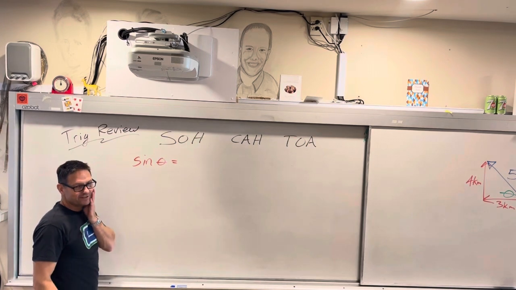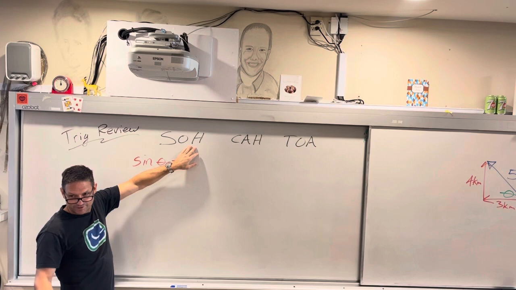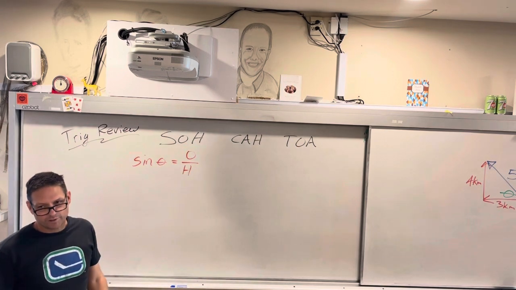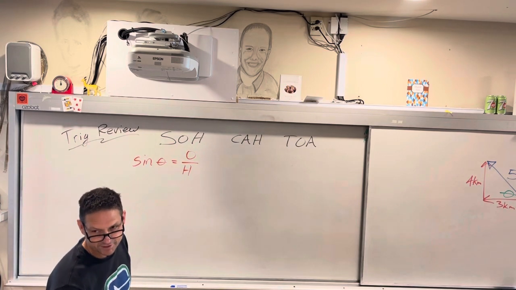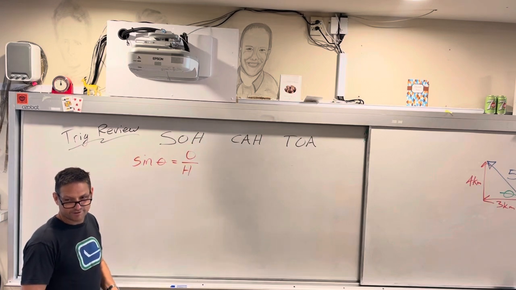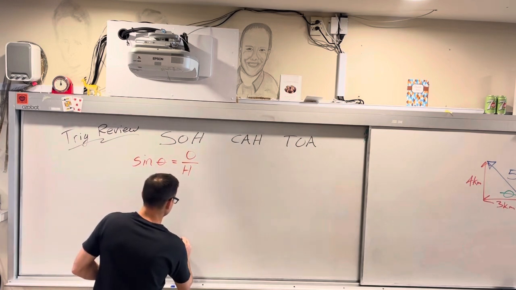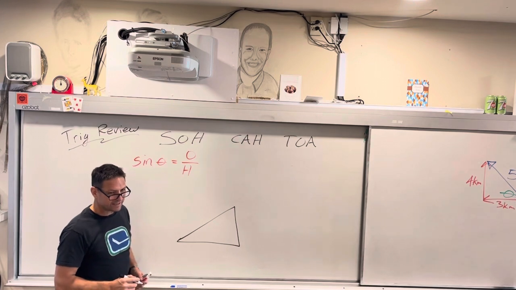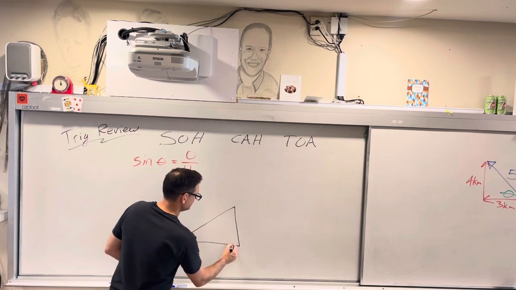Sine of theta is what over what? What's the O and the H? Thank you, Gemma. Opposite over hypotenuse. Okay, but what does that mean? What are we basing this on, Daniel? What shape? Triangle. So we're basing this all on a basic triangle. Can it be any triangle? No. Has to be what type? Right triangle. Has to be a right triangle.